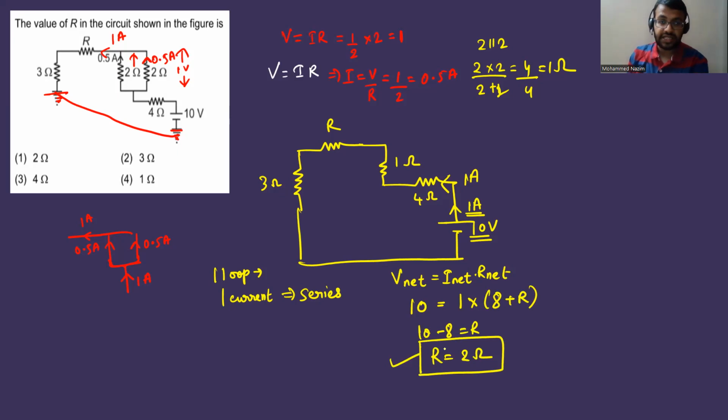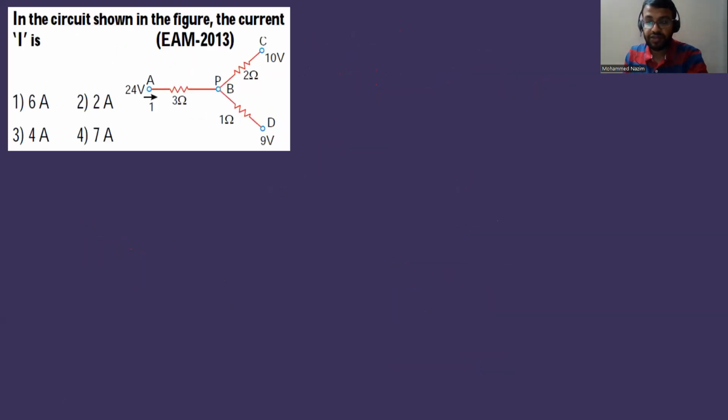This is the resistance R of this network. So it is option number 1. I hope you have understood. Let us go with the next question.